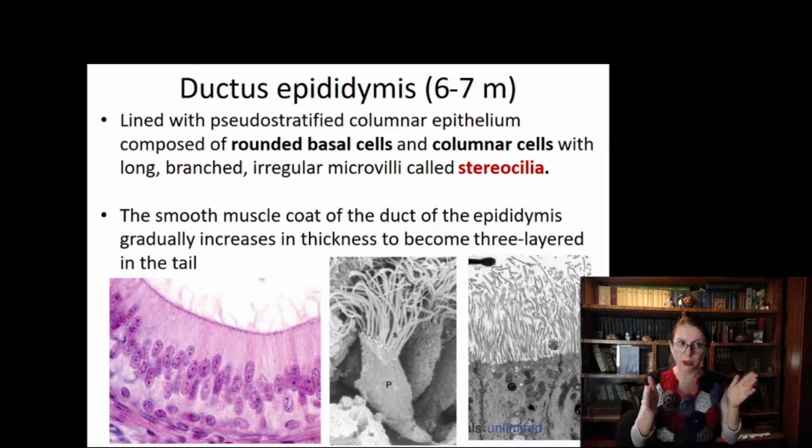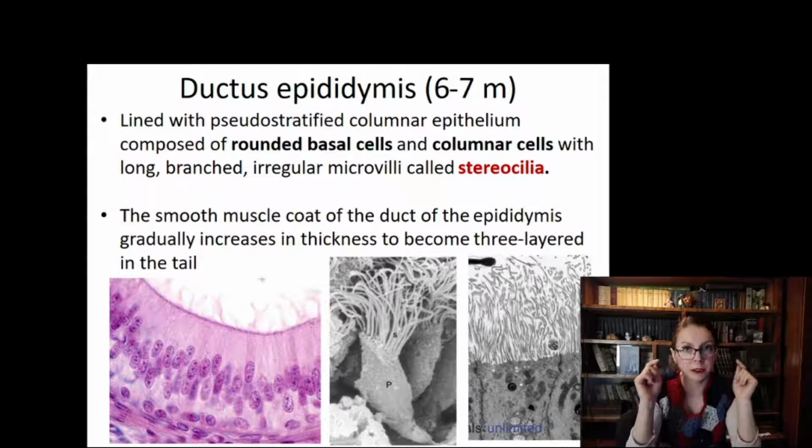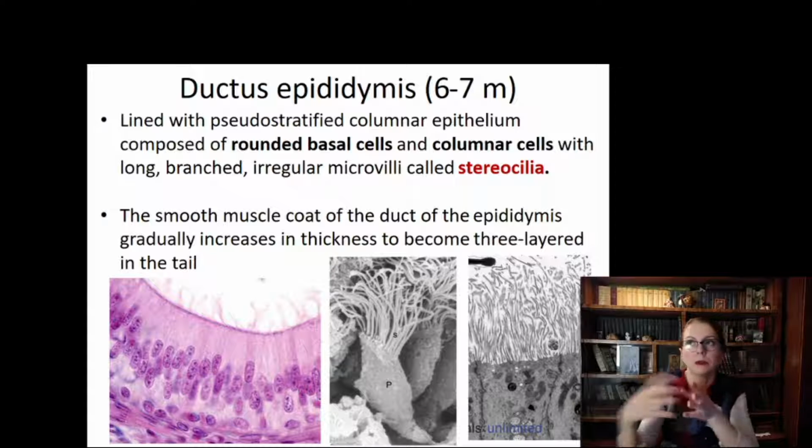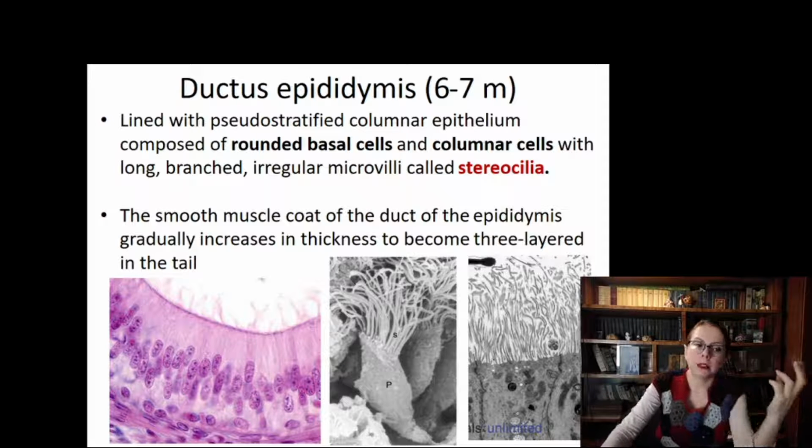Okay, now as for the ductus epididymis, this is a single duct, but very long, up to 7 meters, and it is highly coiled, so it is used as the storage of sperm for some period of time, of course. And it is lined with a pseudostratified columnar epithelium, because there are some basal cells, of course, for regeneration, and columnar cells with stereocilia at the top. And stereocilia are a subject of confusion, because despite being called cilia, they are originally microvilli. These are long microvilli.